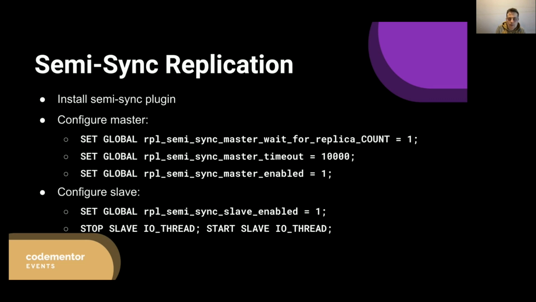For master, there are several options. First one is wait for replica count. It specifies how many replicas you want master to wait for. Usually you want to set this value to at least one, to have one semi-sync replica that in case of master failure will be the new master.